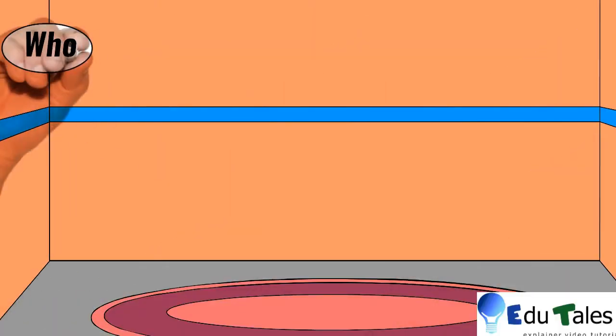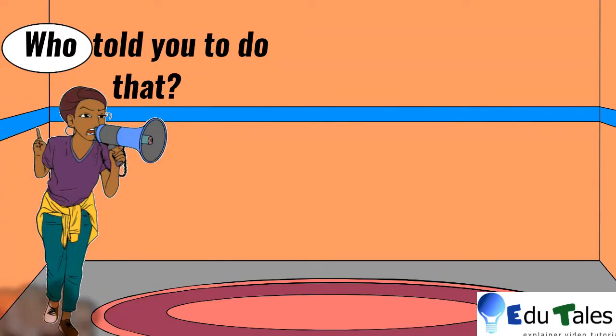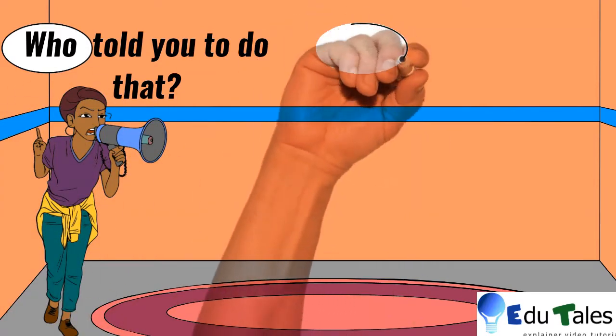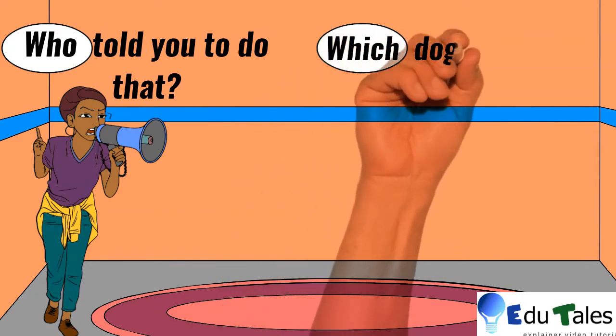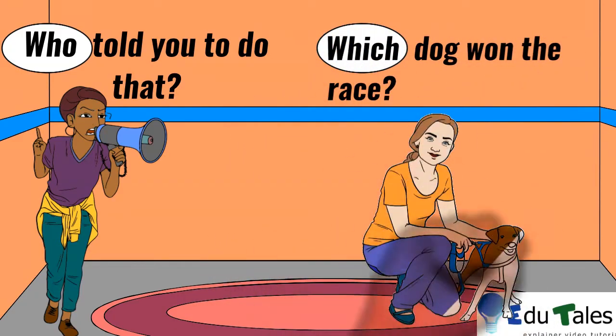For example, who told you to do that? The answer to this question is the noun represented by the interrogative pronoun who. Which dog won the race? The answer to this question is the noun represented by the interrogative pronoun which.